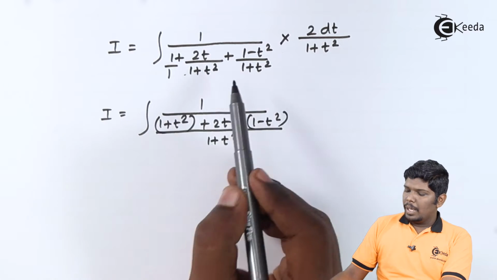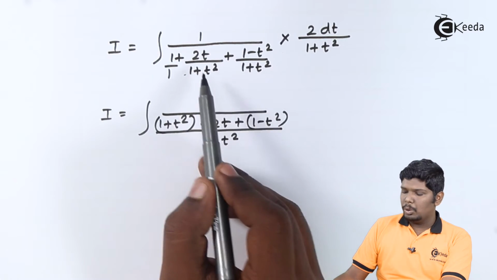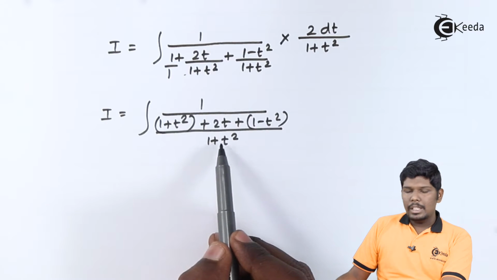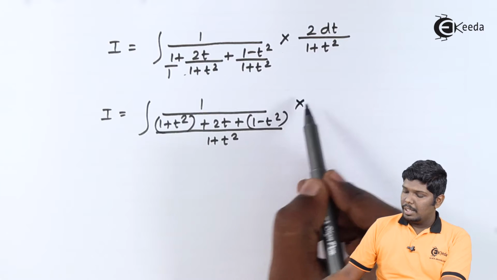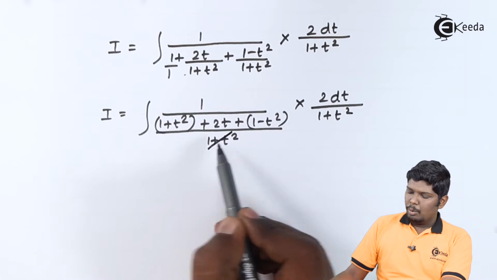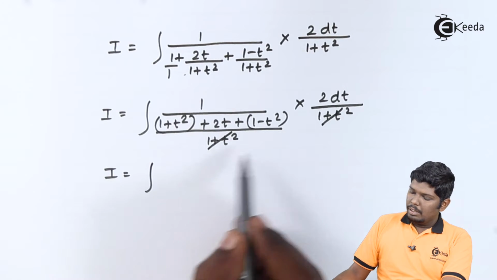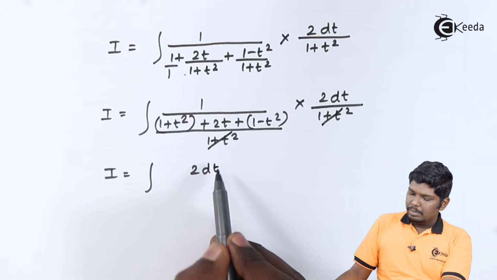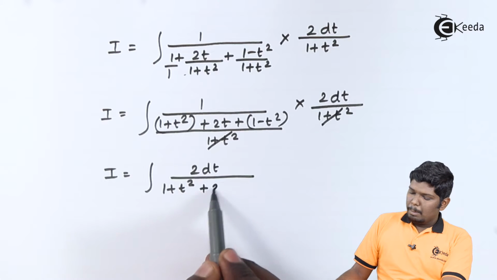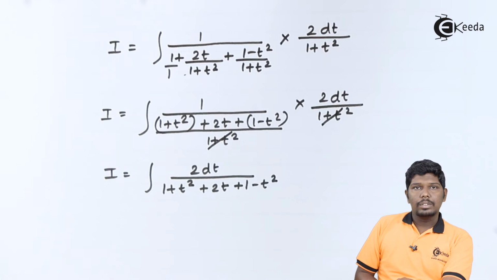By doing this step, you can directly cancel 1 plus t square. Previously, you cannot because 1 plus t square is only meant for these two terms. In this step, by taking LCM, we have taken 1 plus t square for all the three terms into 2 dt upon 1 plus t square. Therefore, 1 plus t square will be cancelled. Further, we have integral 2 dt upon 1 plus t square plus 2t followed by plus 1 minus t square.